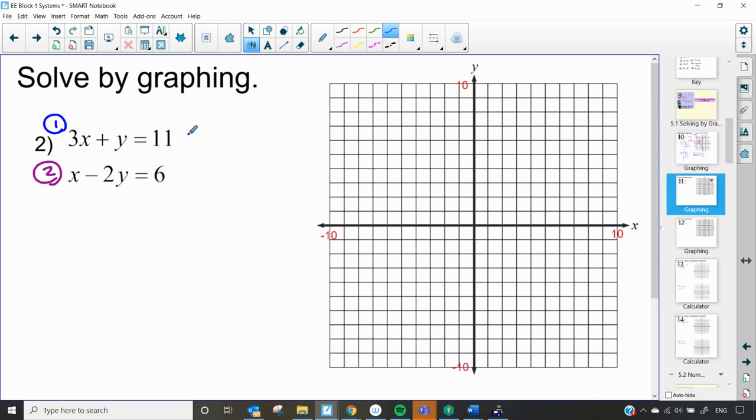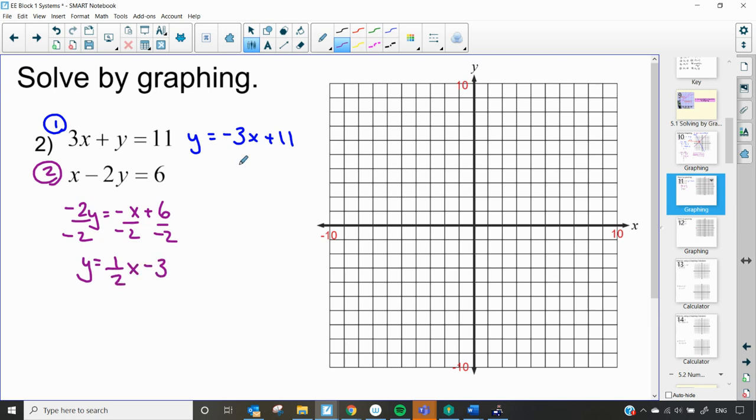The first one here can be rewritten as y equals negative 3x plus 11. And for the other equation, we have negative 2y equals negative x plus 6. I'm going to divide by negative 2, and that gives me y equals 1/2 x minus 3.